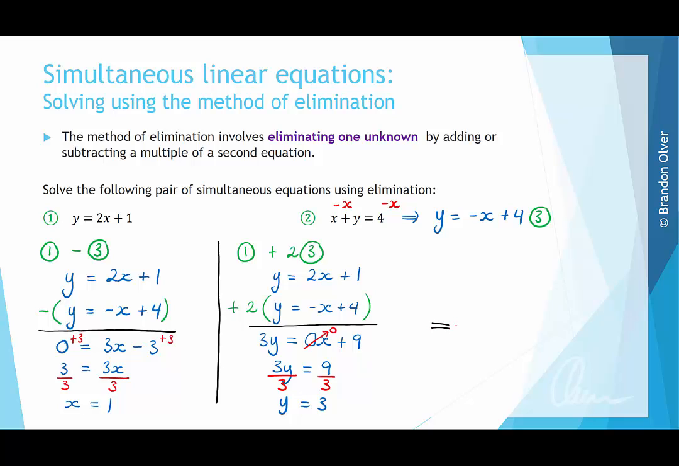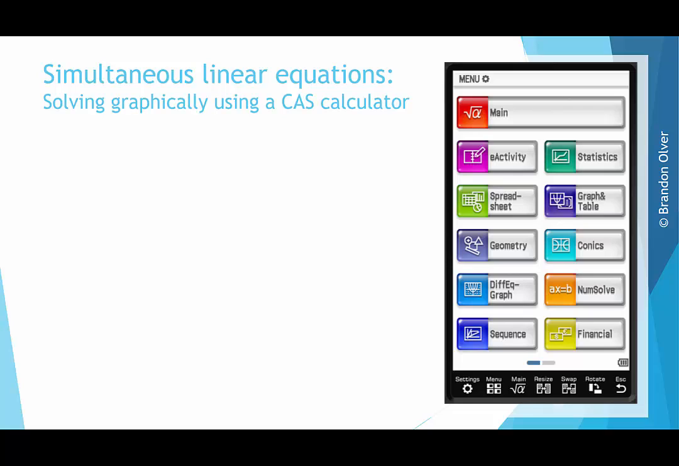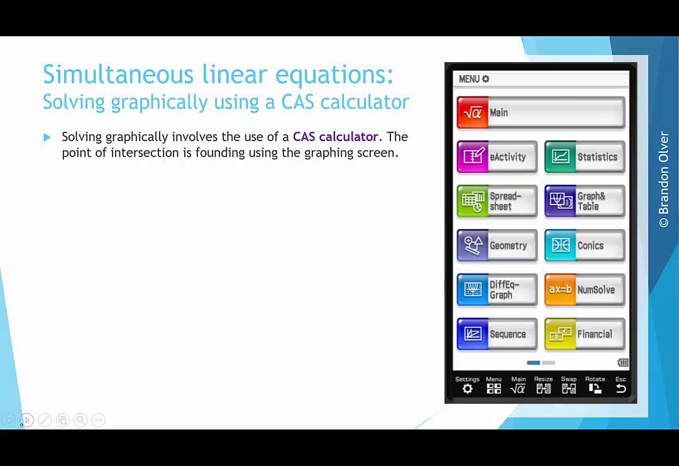So once again, we can write the solution to this simultaneous set of equations as a coordinate, which is going to be 1, 3. So that's the same as what we found using substitution and the same that was on the previous graph. Simultaneous linear equations can also be solved graphically using a CAS calculator. The point of intersection is the graphical representation of the solution that satisfies two simultaneous equations.